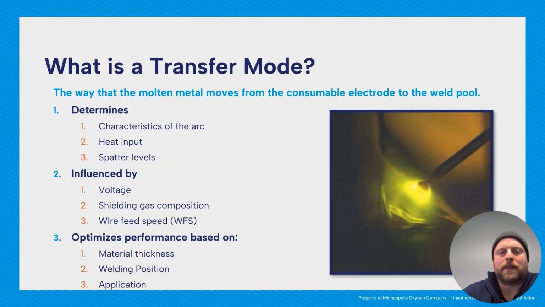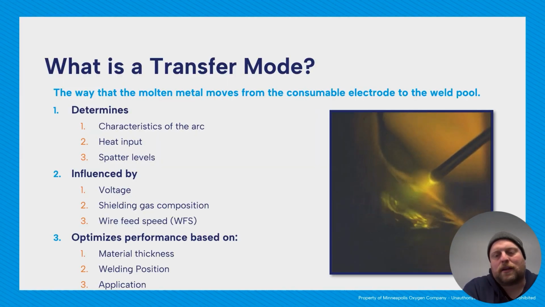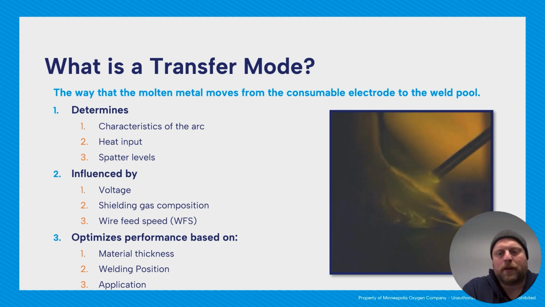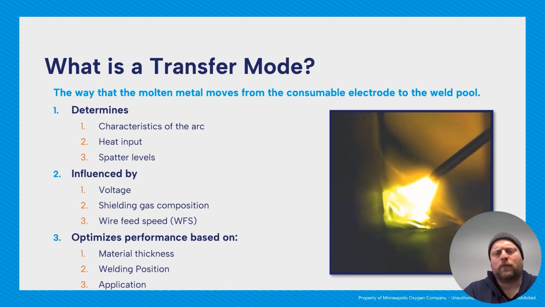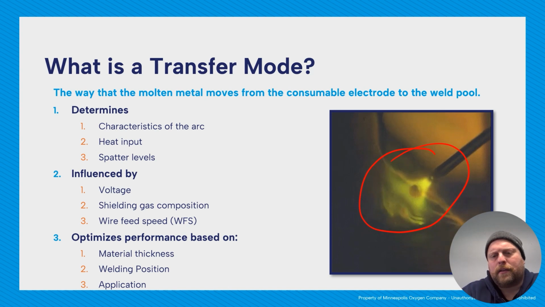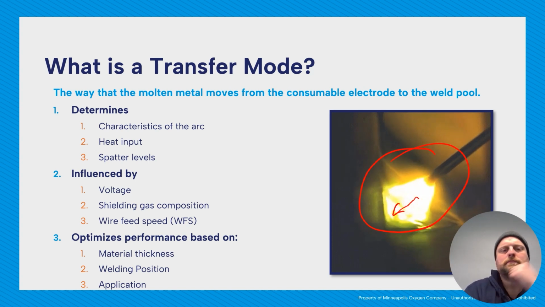Starting with our transfer methods, transfer mode, transfer method, kind of interchangeable terms. So what is that? It's the way that the molten metal moves from the consumable electrode to the weld pool. Right here, we can see in this GIF, this is the transfer mode or transfer method. This will be pulse. So we can see power on, power off, like pulse. And then you can see the little droplet getting put into your weld pool.